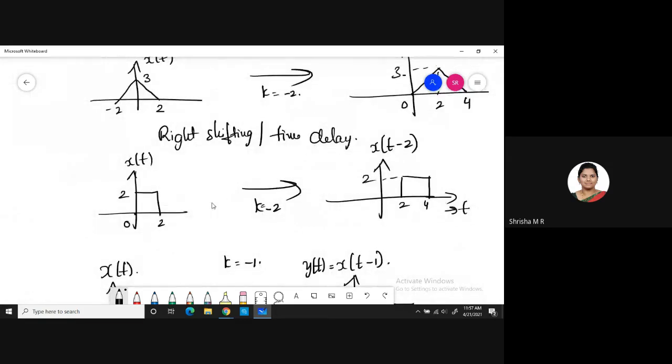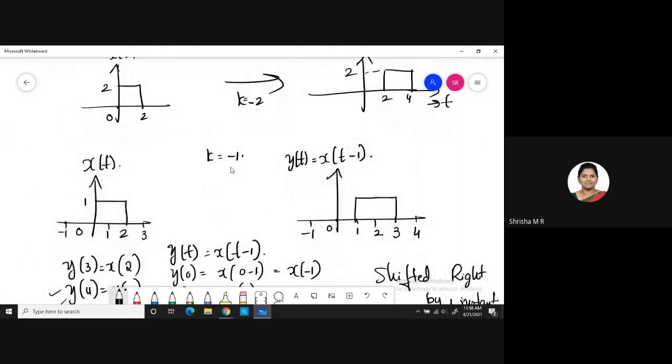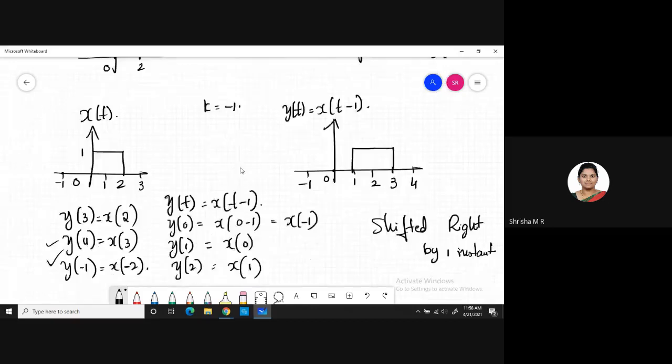So if it's negative, it will shift to the right, which is, at -2 will come to 0, at 0 will come to 2, at 2 will go to 4. Okay, you have to right shift if you have a negative k value. Here we have negative k, that is -1, so we have shifted by 1 instant. We are shifting the whole signal by 1 instant. Clear, everyone? Shifting.